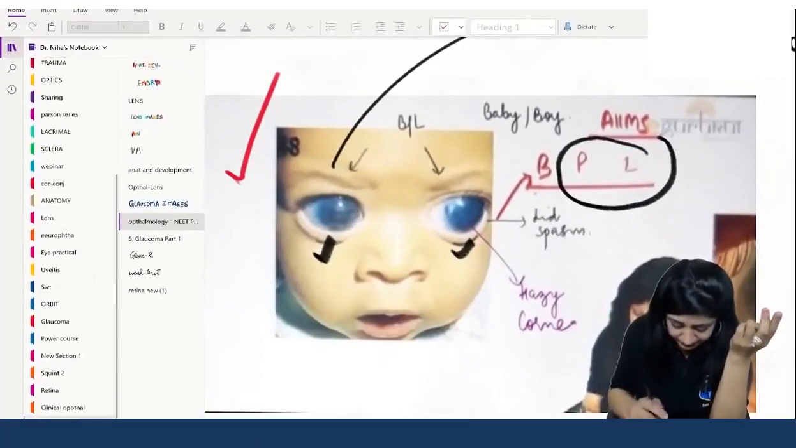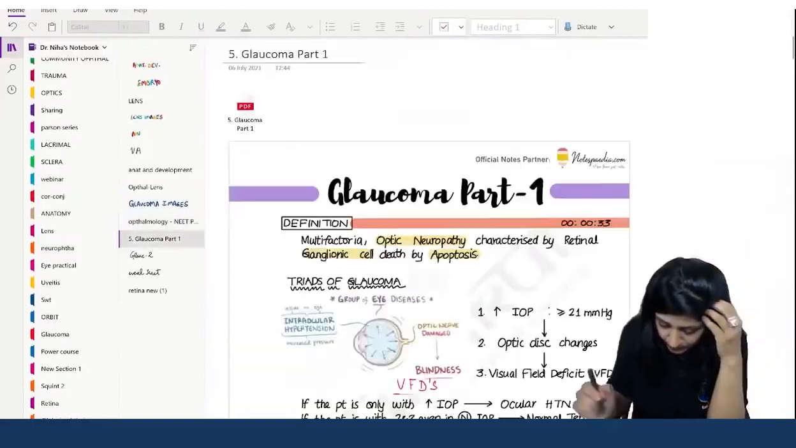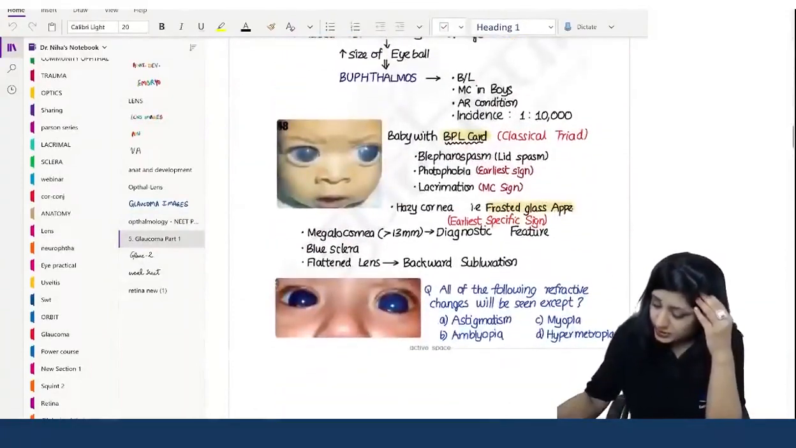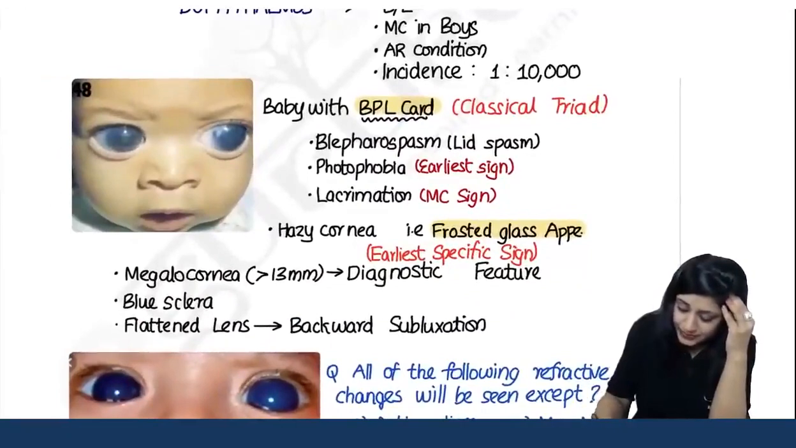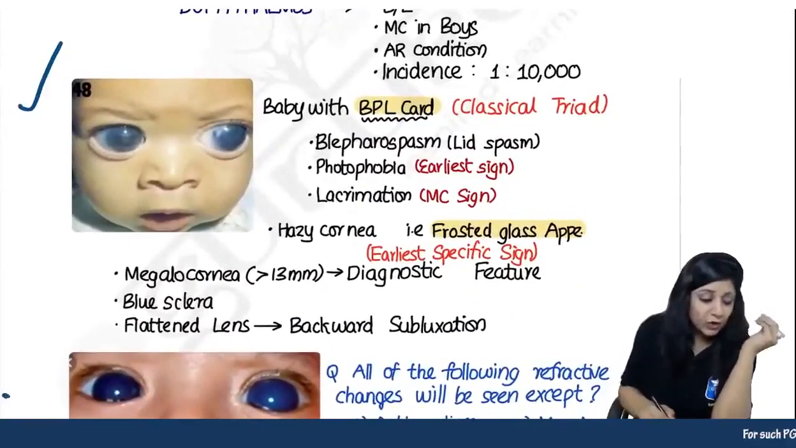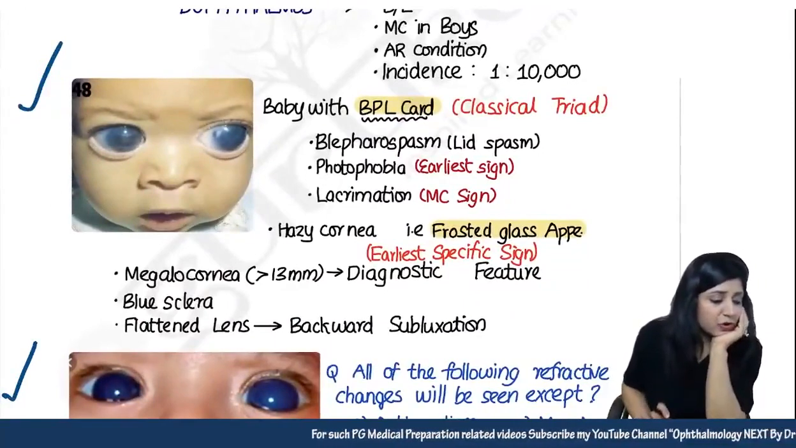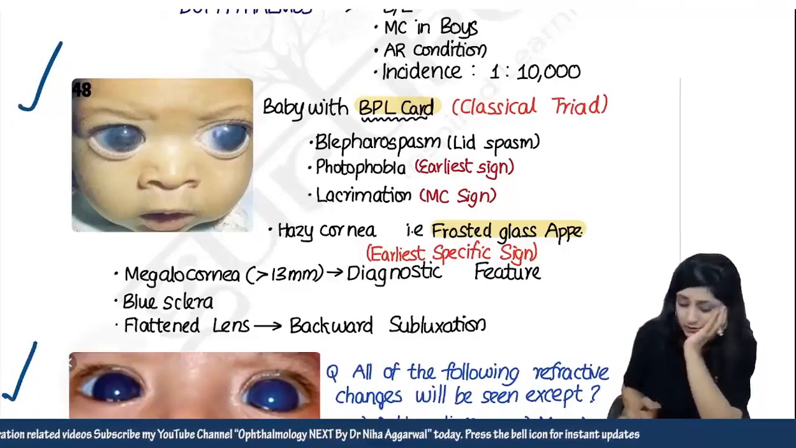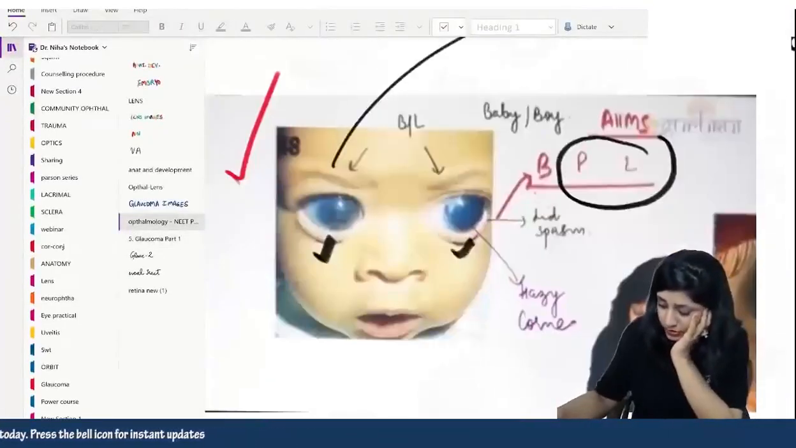If you see here, in glaucoma, let me show you this. What we talk about. See, this is your classroom notes. So we talk about this image, and then we talk about this image also, right? In the second eye, there was a corneal edema. Megalocornea was not there. Okay. Megalocornea was not there. Megalocornea, we can cut it.